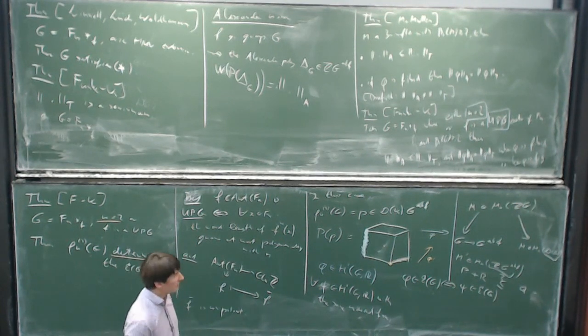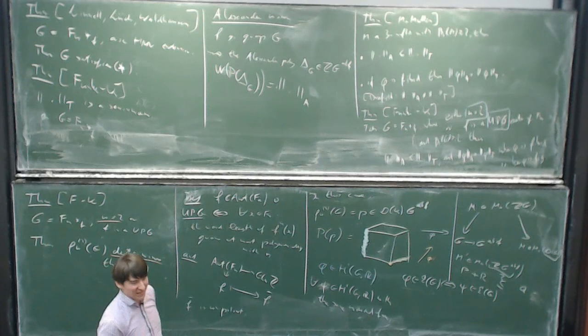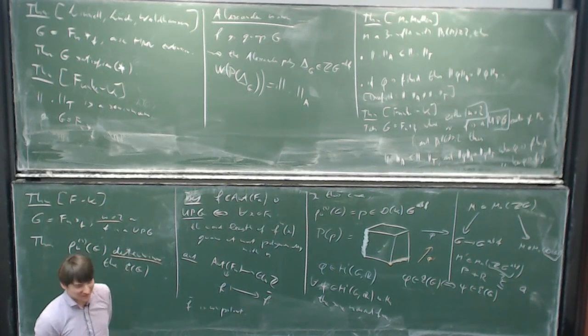No, 0 means 0. 0 means 0. DG contains 0. I mean the polytope to be empty, right? I mean 0.